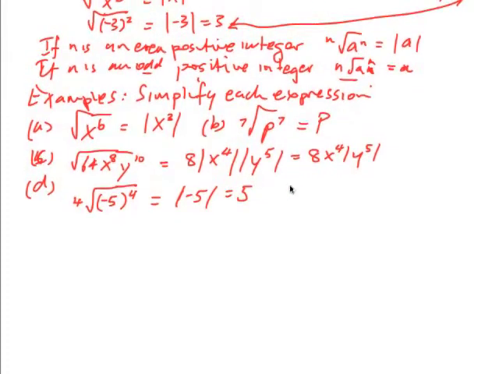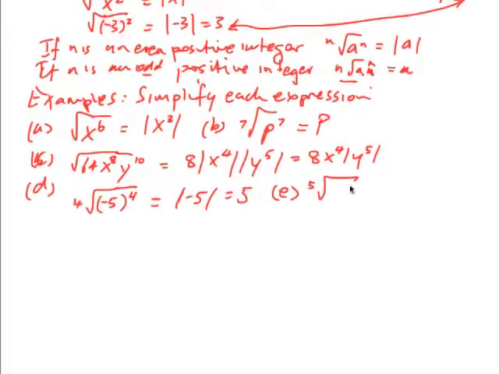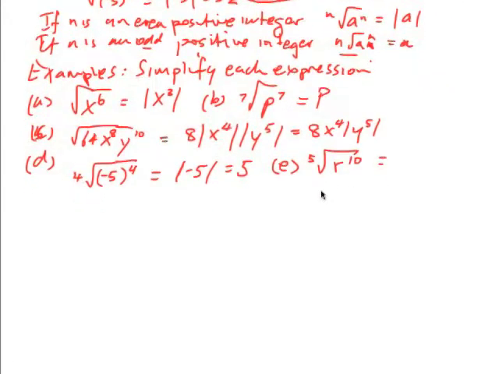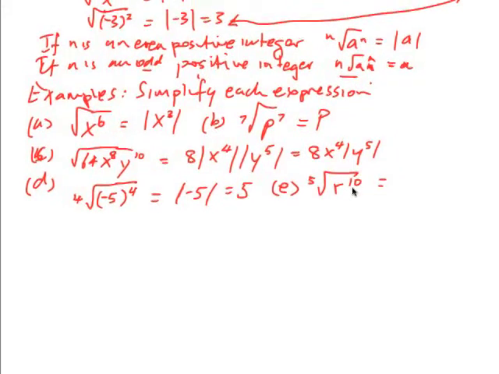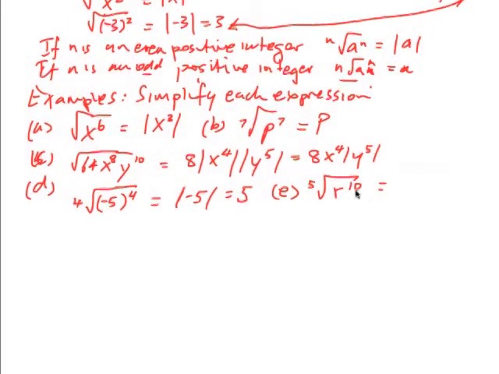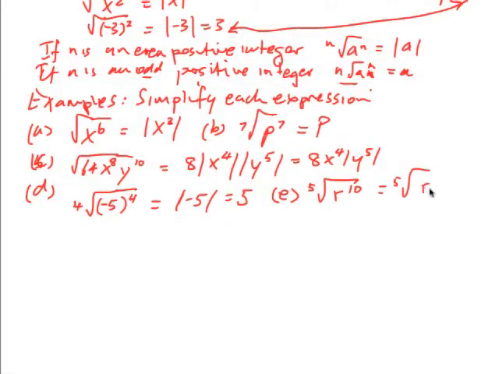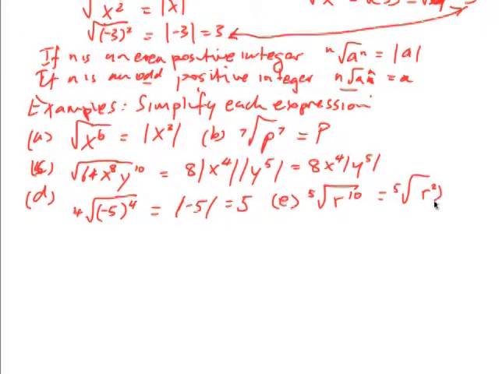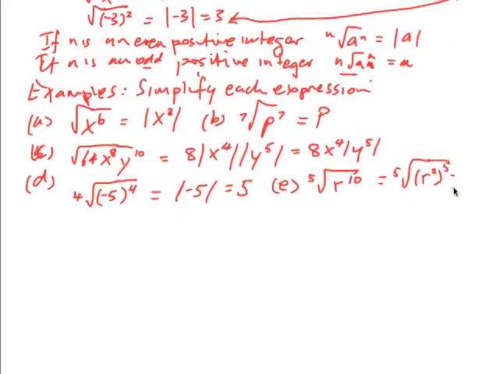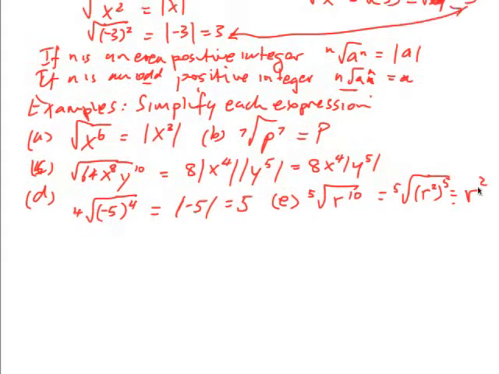Let's do part E here. What if we have the fifth root of r to the 10? In this case, we have an odd index. So this will be the fifth root of r squared to the 5, which of course will be simply, well, it's odd, so it doesn't matter, it's just r squared.